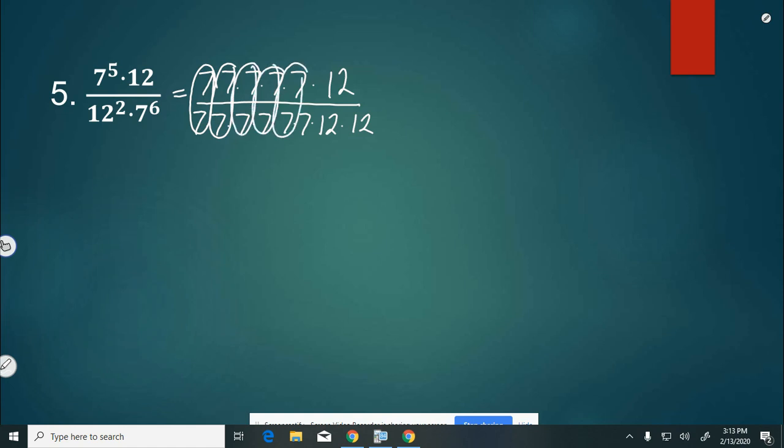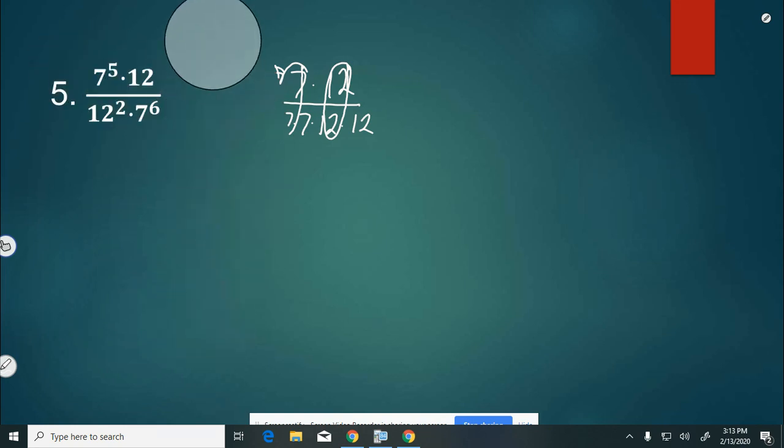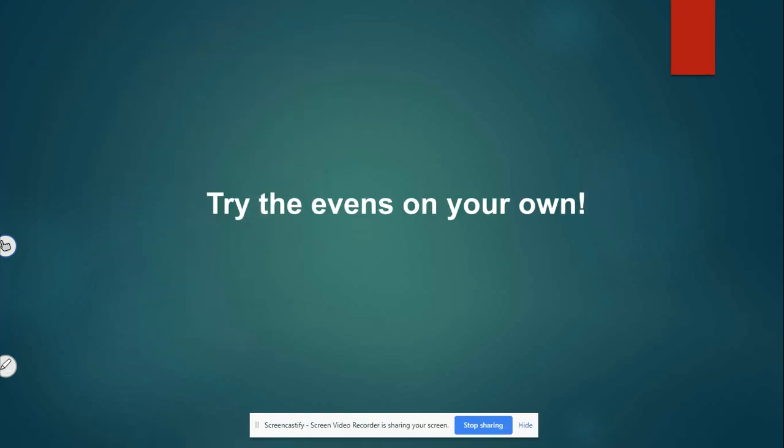because when I divide them, I get 1. And these 12s cancel out because when I divide them, I get 1. So I'm left with 1 over 7 times 12, or 1 over 84 if I actually evaluate it. So you're going to go back and try the evens on your own. You can pause the video here or go through the whole thing and then come back to it later.